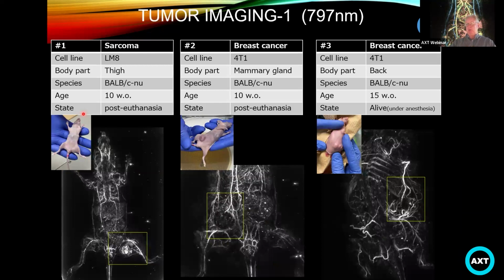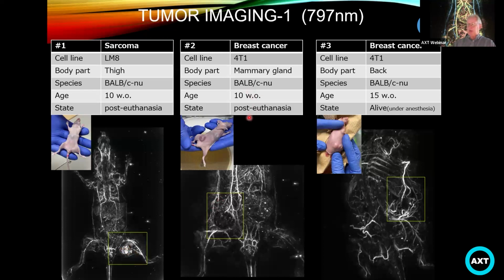Now we'll look at some examples of tumor imaging. The first two examples are actually from euthanized animals about 5 minutes after being culled. And here we're looking at a sarcoma L-line, which is xenografted to the hind limb of the animal, showing some quite nice detail of the tumor.